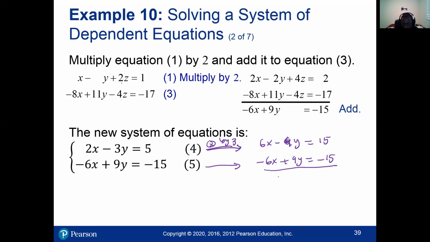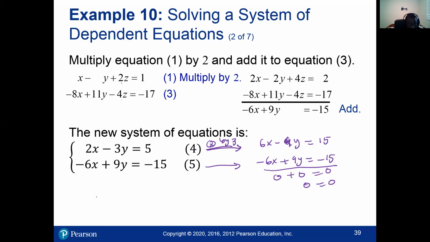This is 0 plus 0 equals 0. So you get 0 equal to 0. And 0 equal to 0 is consistent, and it has infinitely many solutions.